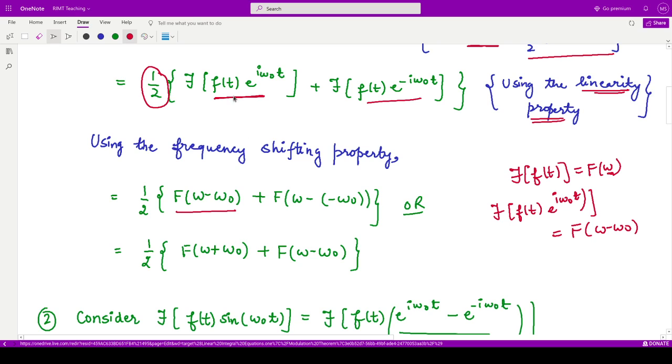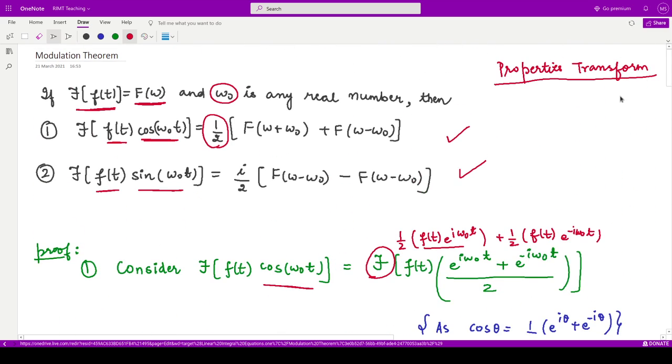According to shifting property, the Fourier transform of this function, when you have e to the power iota omega naught t, you have the Fourier transform of omega minus omega naught. And when you have minus omega naught, so it would be minus omega naught here. So this minus minus becomes plus. So I have written this term over here and this term over here. So this is the final answer that we wanted in the first case. So first part has been proved.